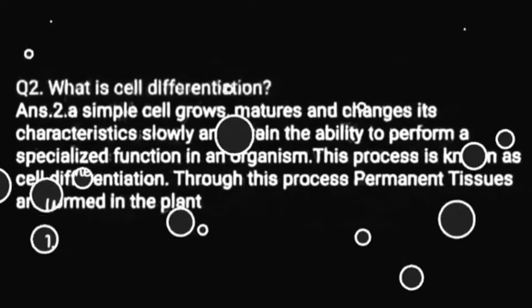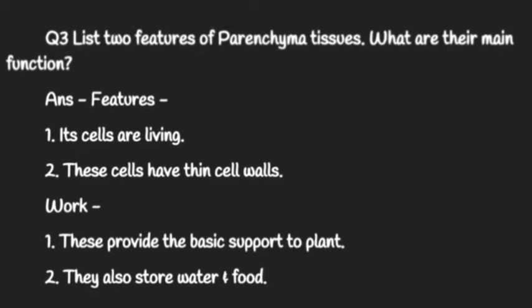List two features of parenchyma tissues. What are their main functions? Features: its cells are living. These cells have thin cell walls. These provide the basic support to the plant. They also store water and food.